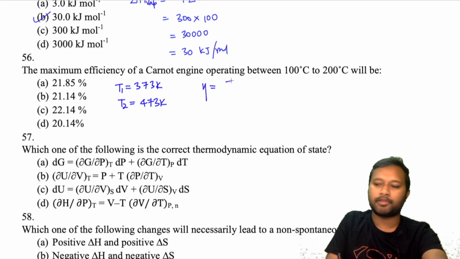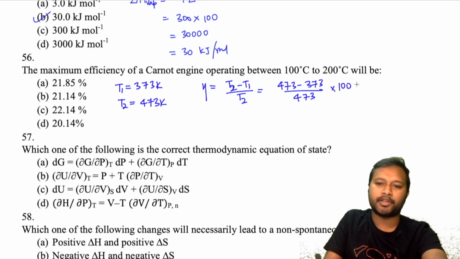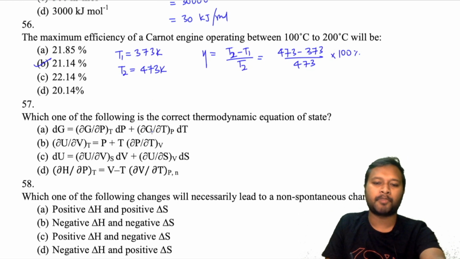So eta is equal to (T2 minus T1) divided by T2. Put the values over here, and it's (473 minus 373) divided by 473. Solve this up, and since you have to convert it into a percentage, you can multiply with 100%, and your answer will be option number B. So option number B is the correct one.